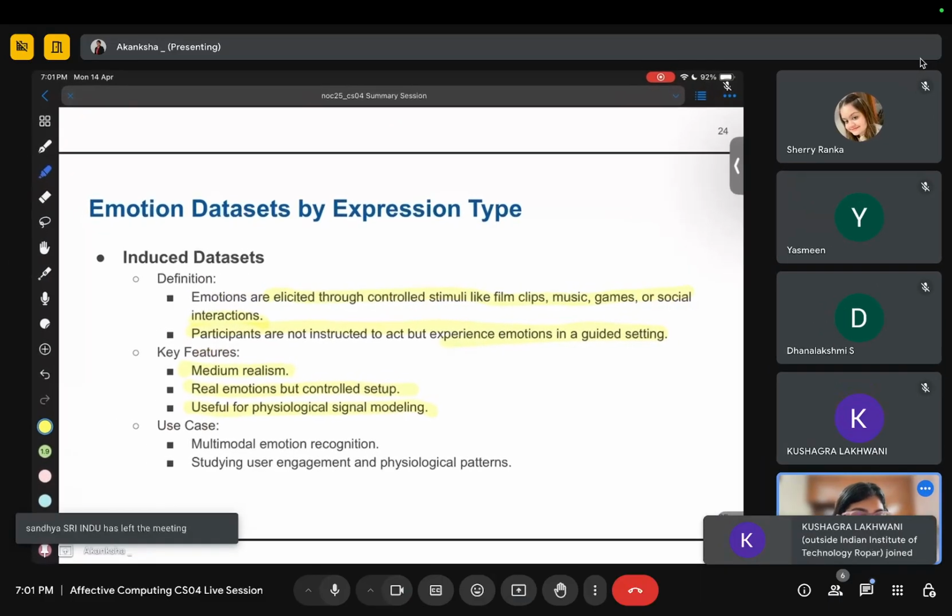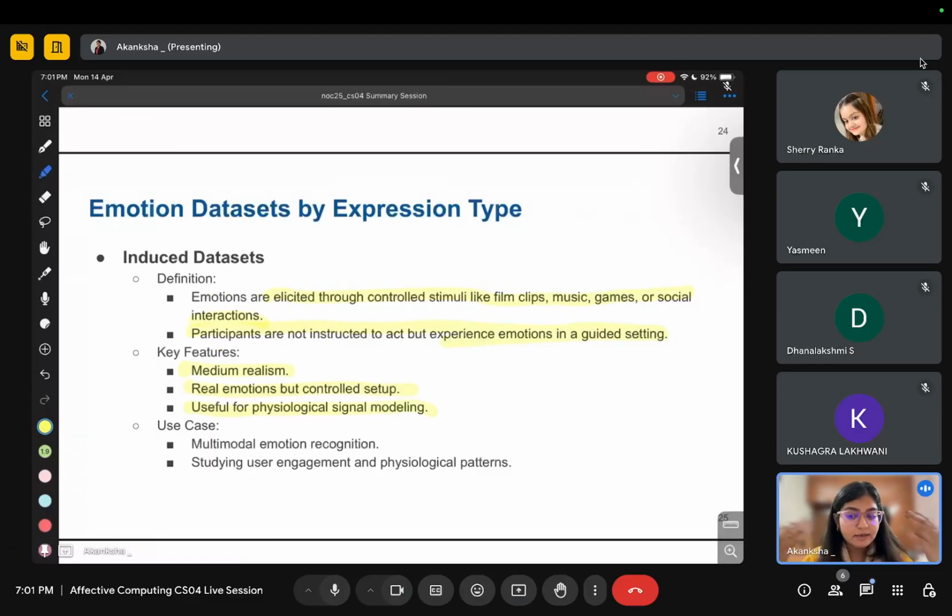So let's say you tell me, okay Akanksha, please act in a happy manner. I can put a smile on my face, but I cannot control my heart rate. ठीक है. In case of induced, you are actually experiencing real emotion, then you can capture my skin conductance, my EEG, my ECG, everything. क्योंकि I am genuinely experiencing it, now you will be able to capture those characteristics in my physiological signals. ठीक है. But physiological signals won't work well with these acted data sets. ठीक है. Then the use case is multimodal analysis and studying user engagement and physiological patterns.